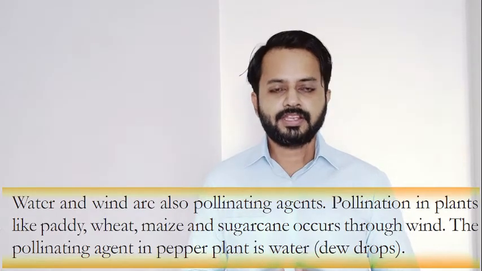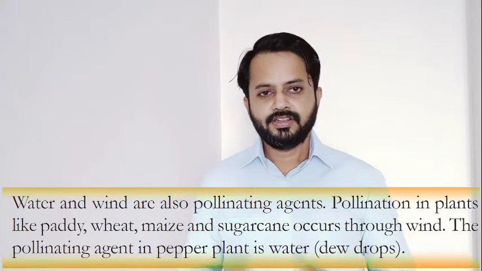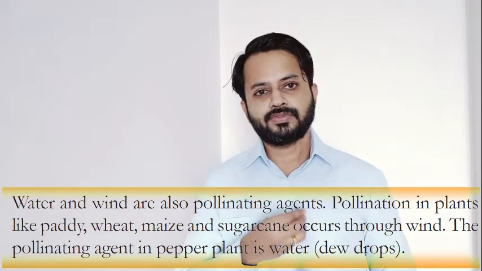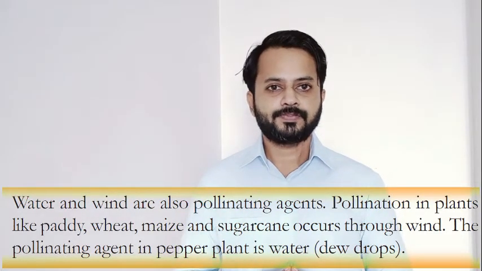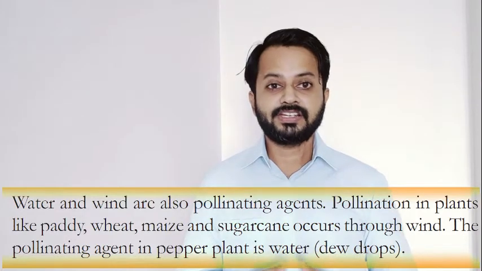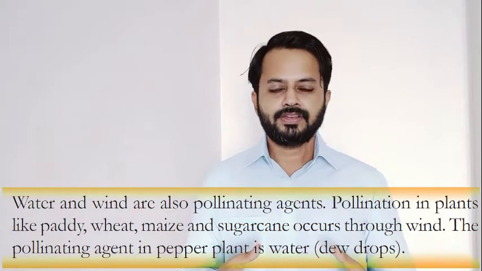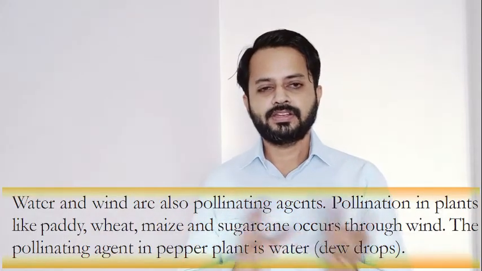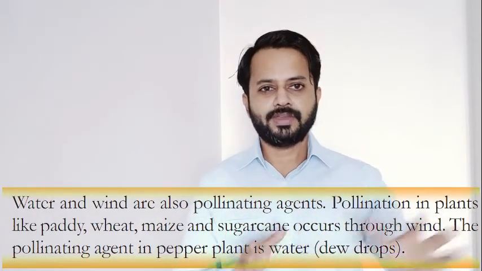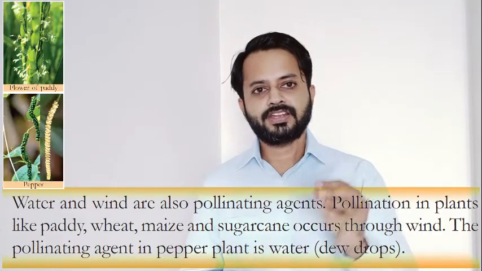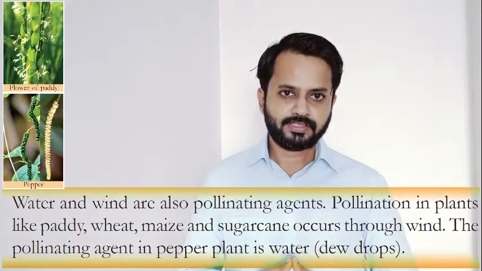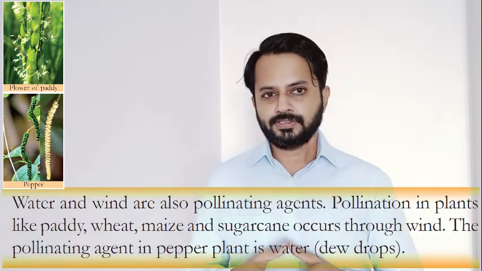They are wind and water, very important pollinating agents. When there is wind, you can observe that some of the flowers' pollen grains are spreading in the air. In paddy, maize and others it happens. In a paddy field you can see that when there is wind, the paddy plants move in a uniform way, right? So at that time the pollen grains from one flower will move to another flower and pollination will take place. The other one is water.